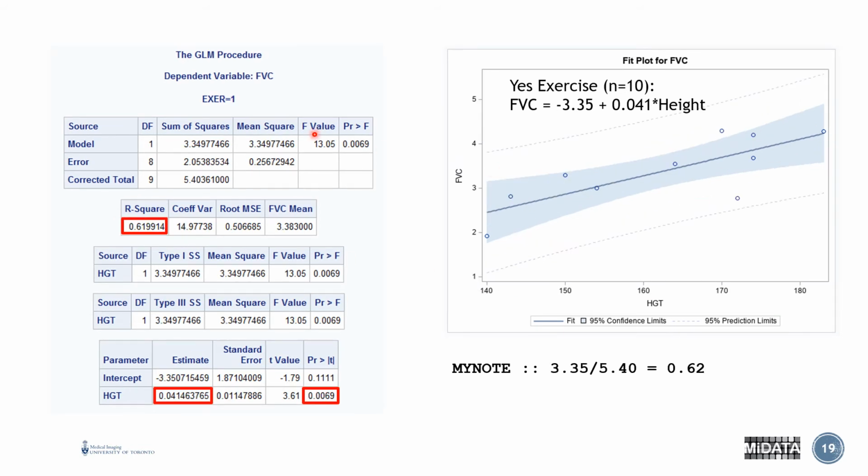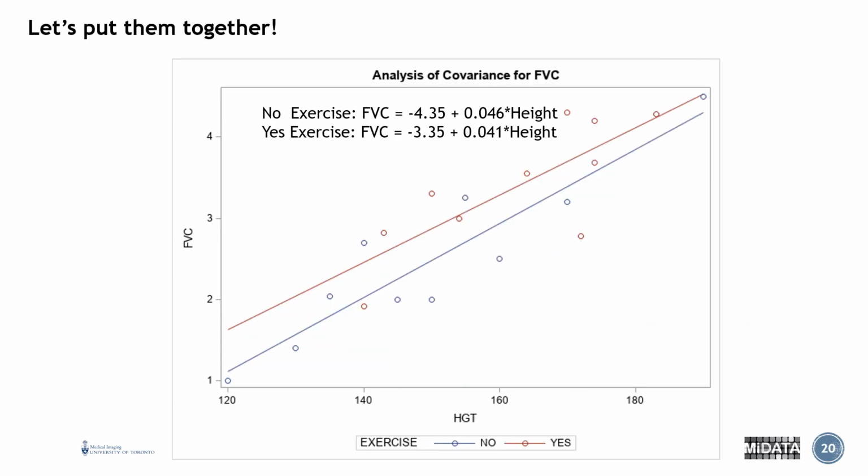Okay, same output. This time, though, we're looking at the level for exercise yes, the 10 subjects who did exercise. You'll immediately note that when you do that same calculation of the sums of squares model over the total sums of squares, your R-square is only 62%, which is less than for those that did not exercise. Once again, is the slope significantly different from 0? Yes, it is. So there is a linear relationship between height and FEC. Okay, let's put them together.